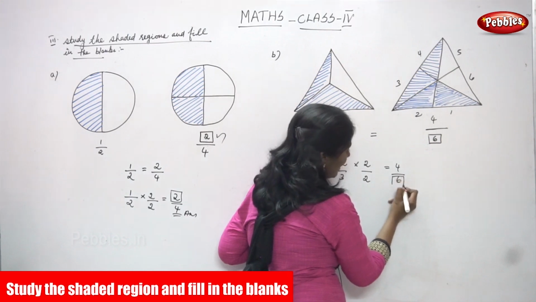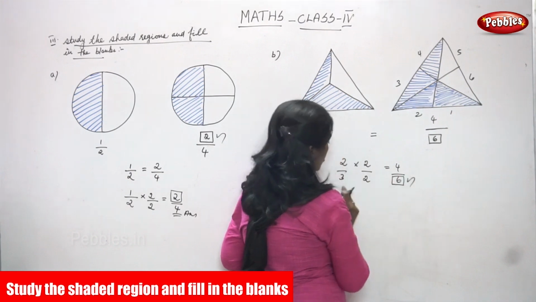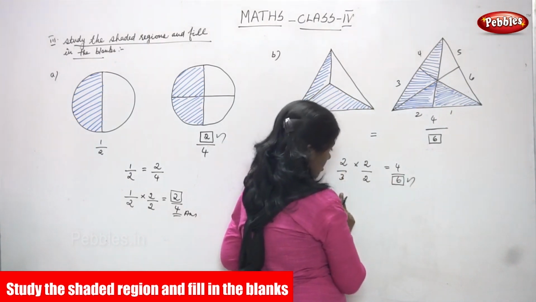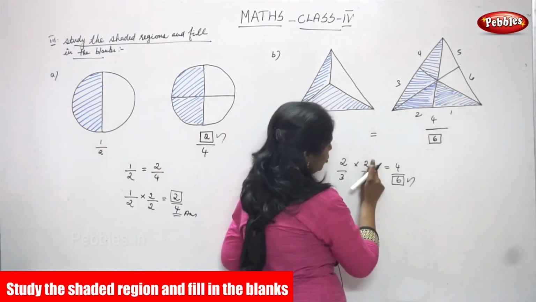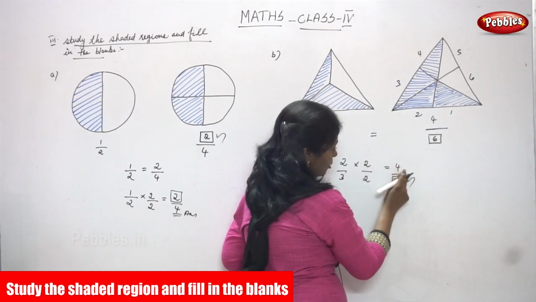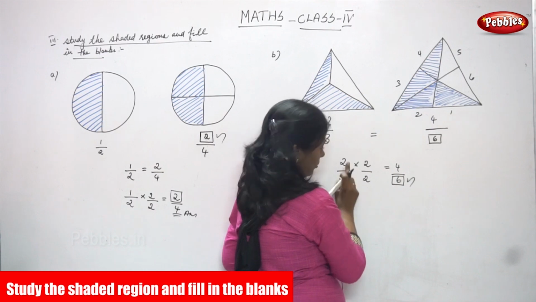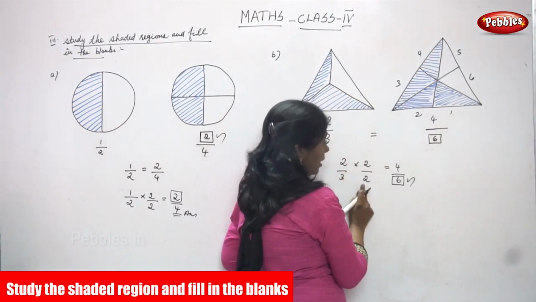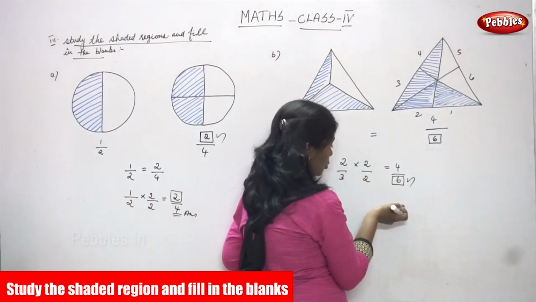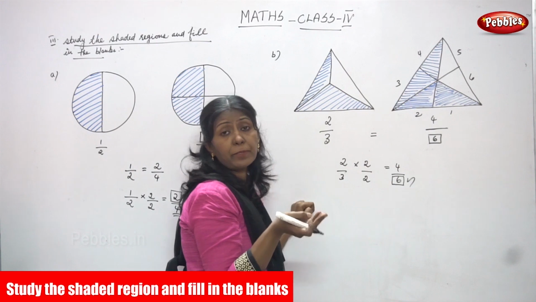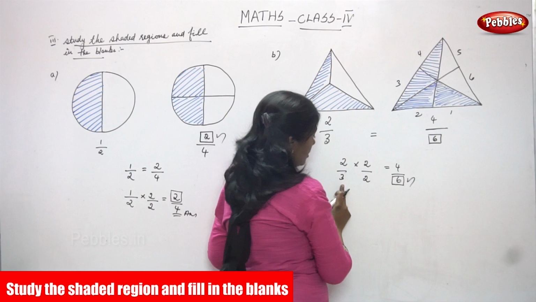So in this box I have already written 6. So 6 is the right answer for this question. 2 by 3 is the fraction. I am going to multiply by 2. If I multiply by 2 only, I can get 4 by 6. 2 is the numerator and 3 is the denominator. If the denominator is multiplied by 2, you get 6. If the denominator is multiplied by 2, the numerator is also multiplied by 2. Otherwise, if the numerator is multiplied by 2, the denominator is also multiplied by 2, because it is a rule.